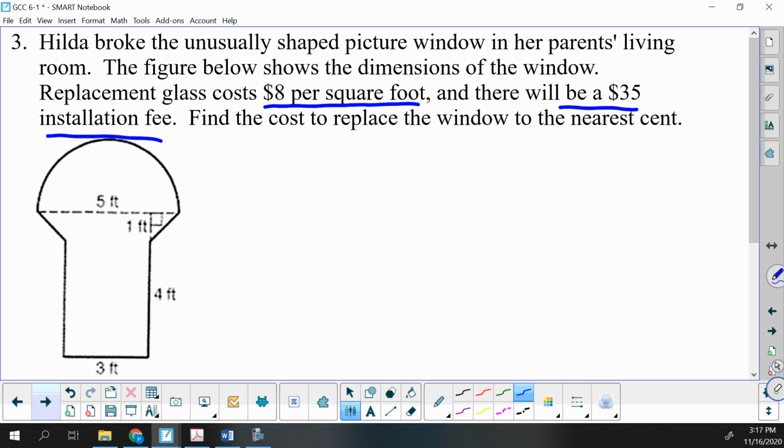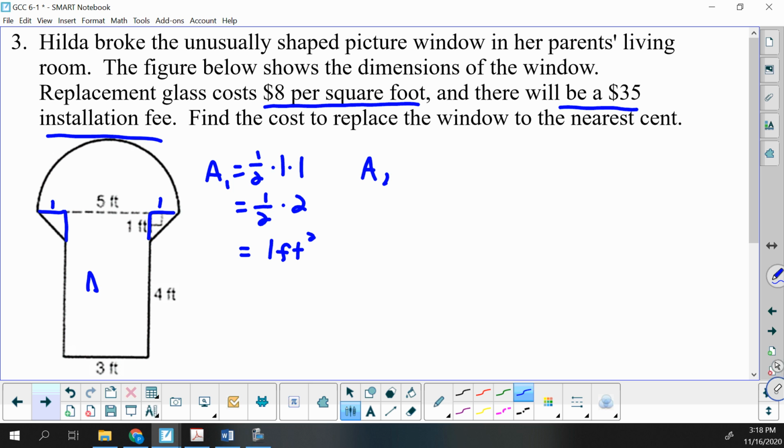Well, if it's $8 per square foot, first thing we want to do is find the area. So we're going to make these triangles here, and then we'll have a half circle and a rectangle. So in our triangles, if this base down here is 3 and it was 5 all the way across, that means these are each 1. So for the area of our triangle, we have 1/2 times 1 times 1. So that's going to give us a half, but we have 2 of those triangles. So we'll double it and we'll get 1 foot squared for the 2 triangles.